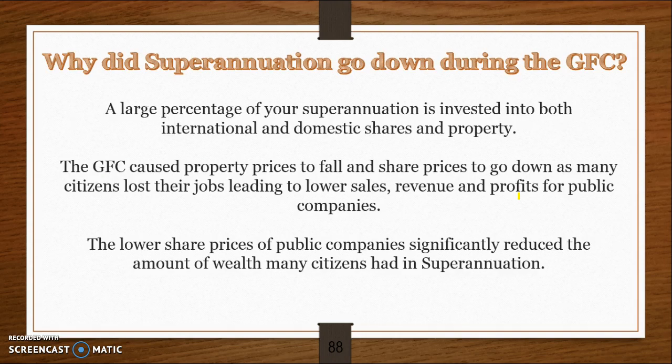Why did superannuation go down during the GFC? Well, a large percentage of your superannuation is invested into both international and domestic shares and property. So the GFC caused property prices to fall and share prices to go down. Many citizens lost their job because of the economic downturn, and companies were receiving lower sales, lower revenue and profits, and therefore that led to significantly reduced amounts of wealth people had in their superannuation. Because there was more unemployment and less spending in the economy, share prices went down, and because a lot of people have invested in shares within their superannuation, people's superannuation also fell.